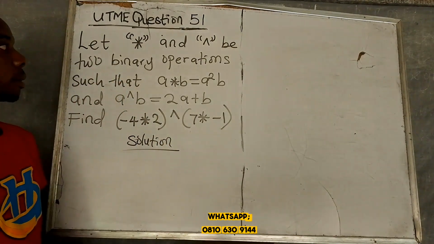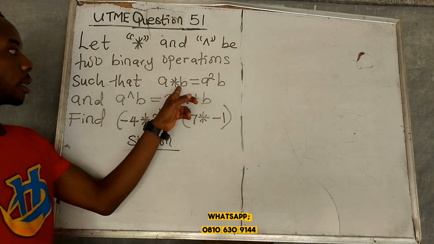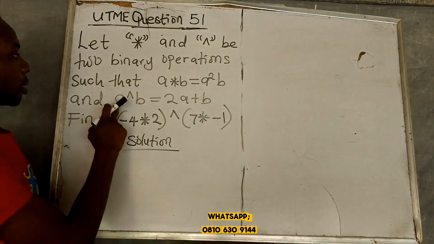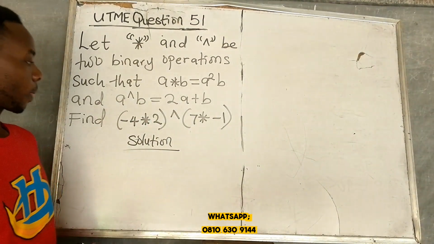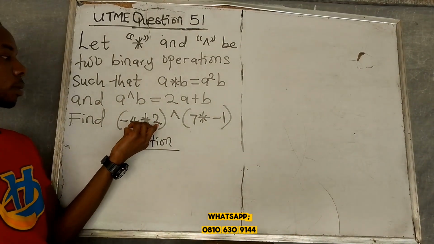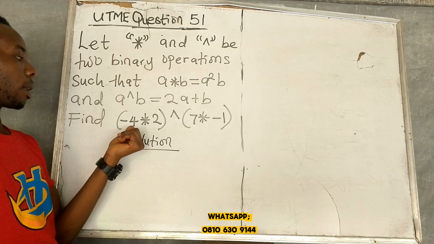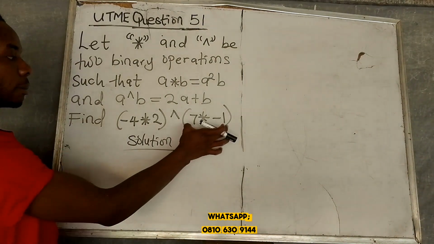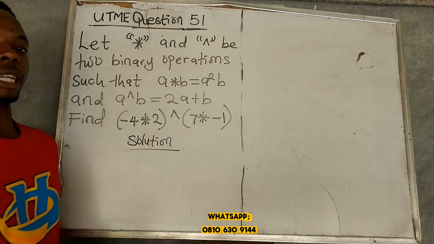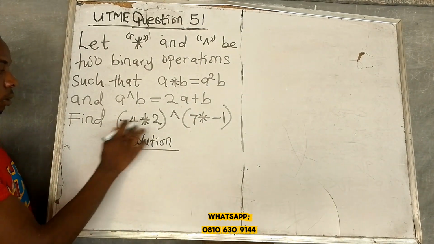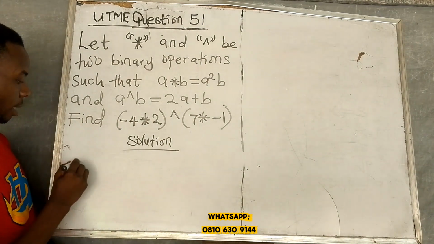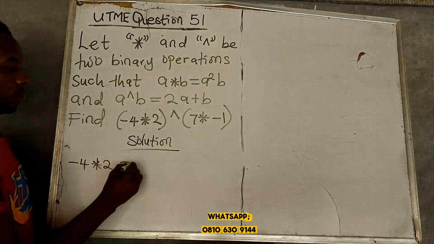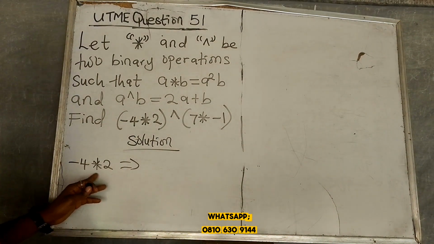Now from this question, you can see that a asterisk b is equal to this, and then a raised power b is equal to this. What is in the bracket is minus 4 asterisk 2 and then 7 asterisk minus 1. So first of all, we clear the bracket. That means we compute the one that is inside the bracket first. So the first one that is inside the bracket is minus 4 asterisk 2.